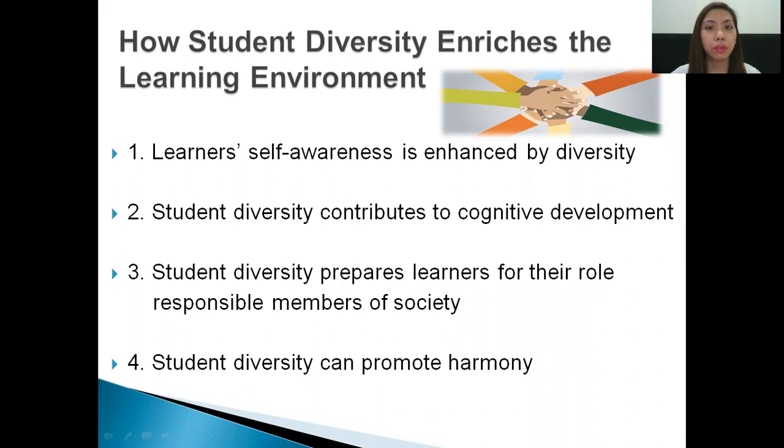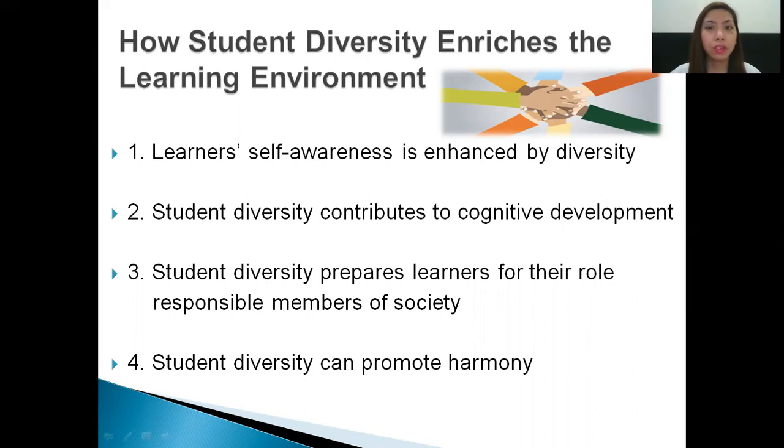First, learner self-awareness is enhanced by diversity. When students are able to see how they are different from the others, they are given reference points or comparative perspectives that sharpen assessment of their own attitudes, values, and behaviors.